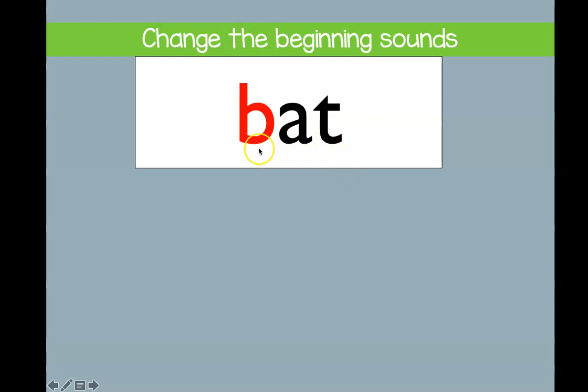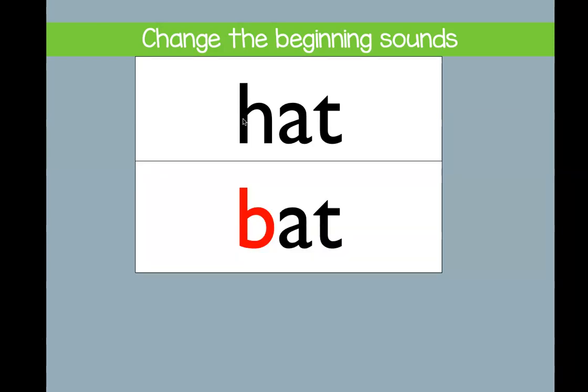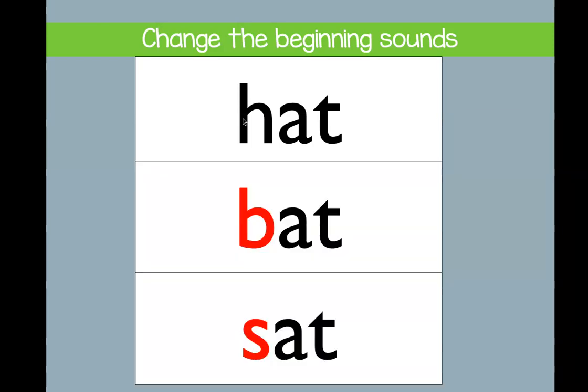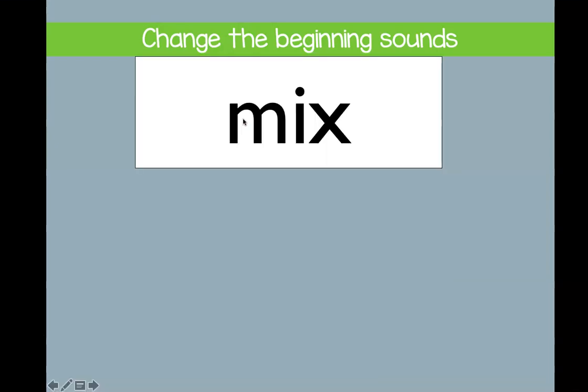Now let's change that B. Let's change it to a different beginning sound. Oh, I change it to an S. What does S sound like? S. So now what word do we have? At. Sat. Great job. So let's read all three words together. We've got hat, bat, sat. Let's try one more.